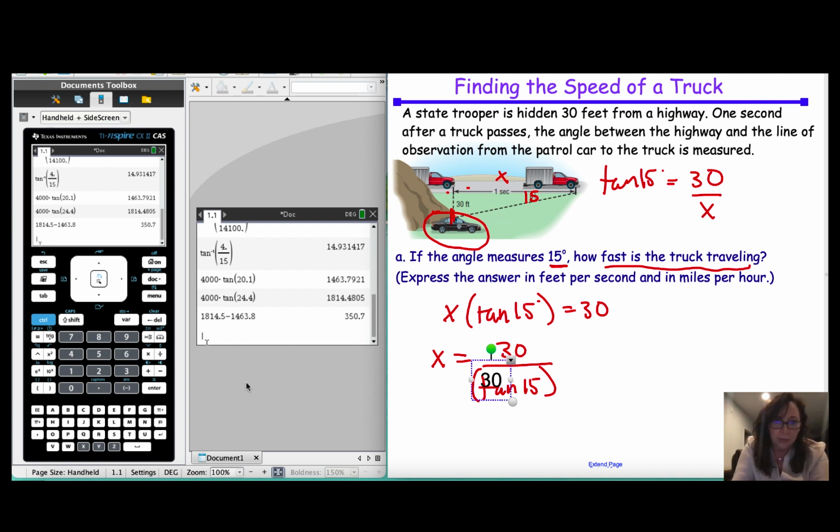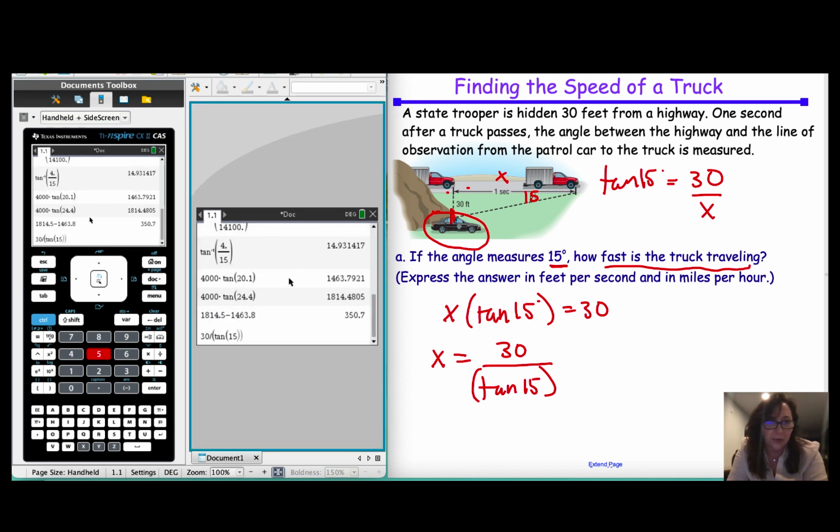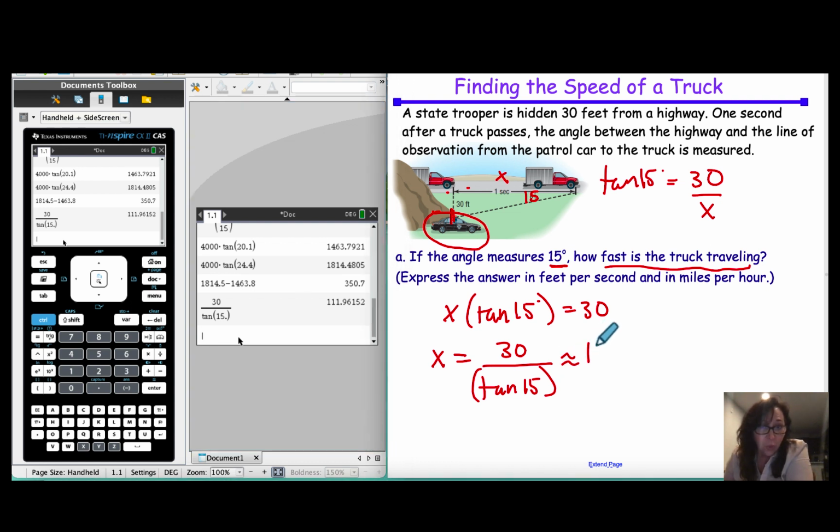So I'm going to go 30, oh boy, here we go. 30 divided by parentheses, tangent, right there. I'm going to go tangent of 15 degrees. I don't have any decimals here, so I am going to put in a decimal point. Close my parentheses and hit enter. It does look like the value of x, or the length, is 111.96. Okay. And that is, what is that?